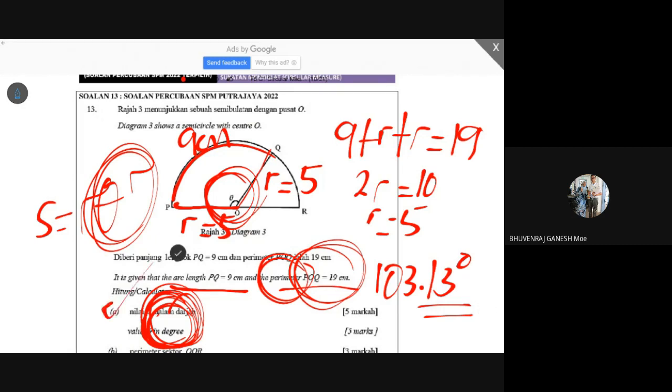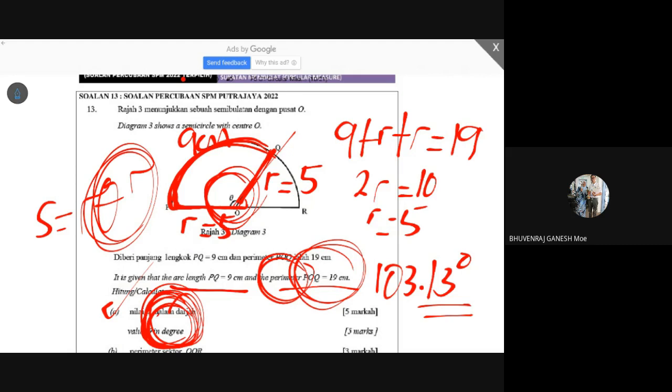Okay? POQ is 19 cm. So does it include the arc length? Yes, of course, Sugan, because perimeter is everything. Perimeter is like the outer part of the whole sector over here, like this. So it does include the arc length. Dia merangkumi panjang lengkok tu.